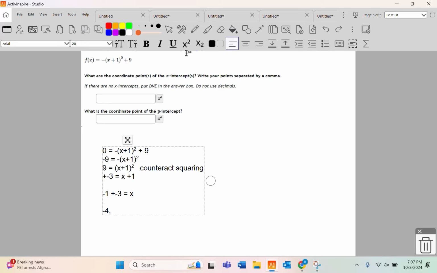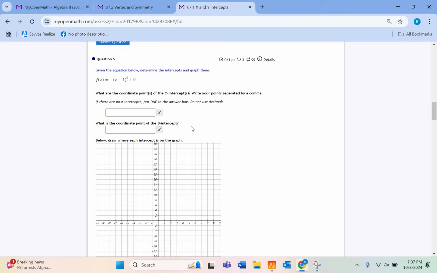Now, negative 1 take away 3 is negative 4. And negative 1, sorry, I did that wrong. Negative 1 take away a negative 3 is 2. Or negative 1 plus a negative 3 is going to be negative 4. And my solutions here are going to be 2 or negative 4.